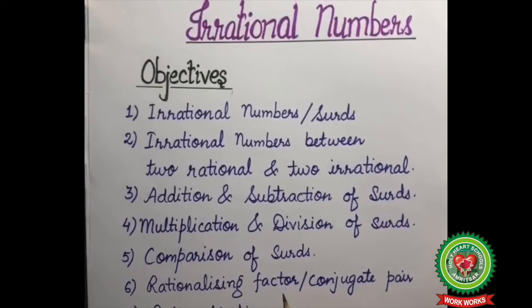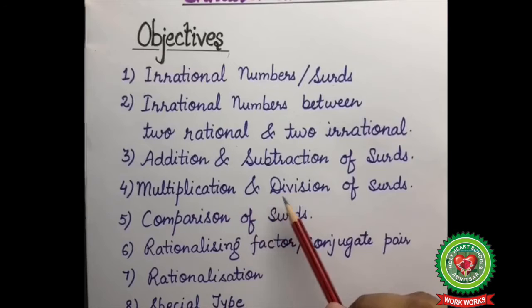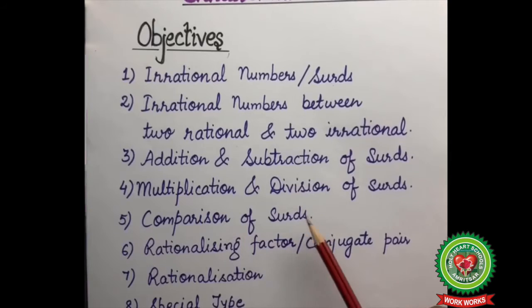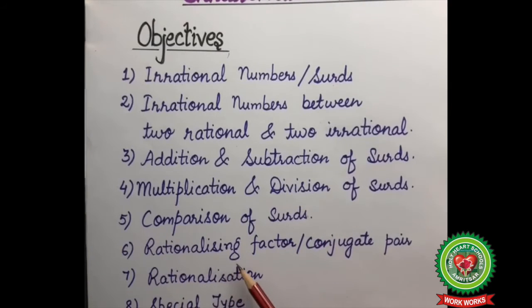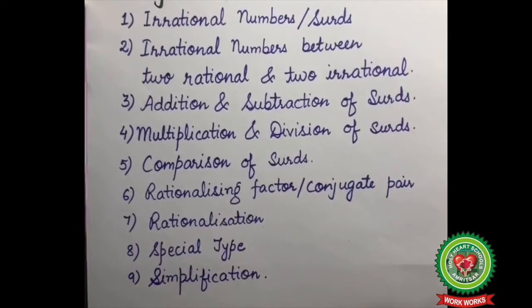The third is addition and subtraction of surds. Number four, multiplication and division of surds. Number fifth is comparison of surds. Number sixth, rationalizing factor or the conjugate pairs. Number seventh is the rationalization. And eighth is the special types that we are going to discuss. And the number ninth is the simplification.